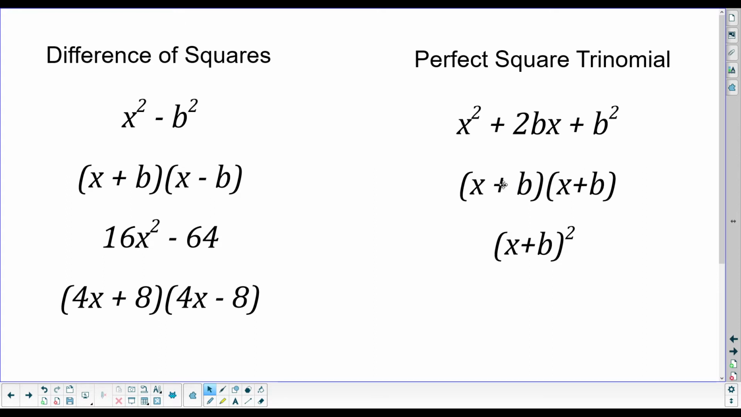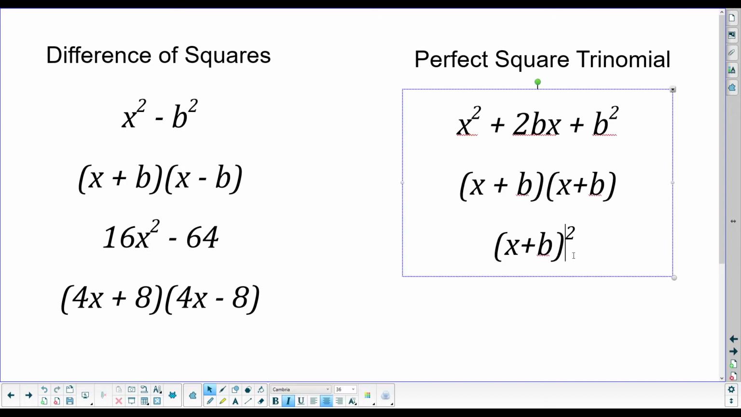The square root of the first term plus the square root of the second term, the last term, and then multiplied again, the square root of the first term plus the square root of the last term. And that just works out to x plus b squared. Okay, so let me show you an example of that.